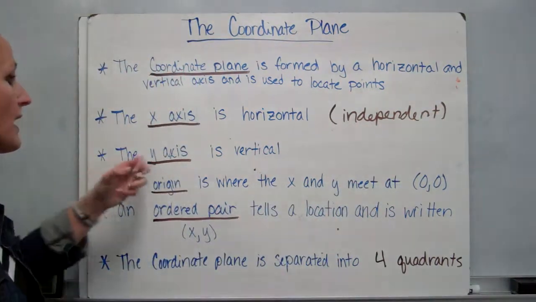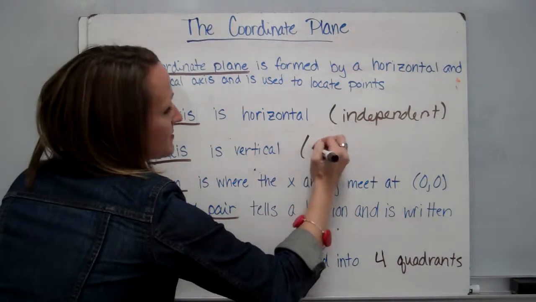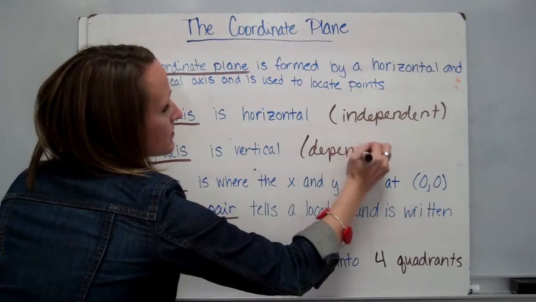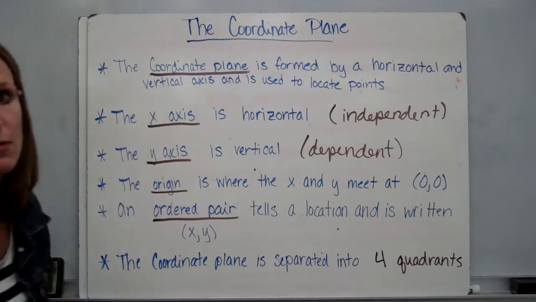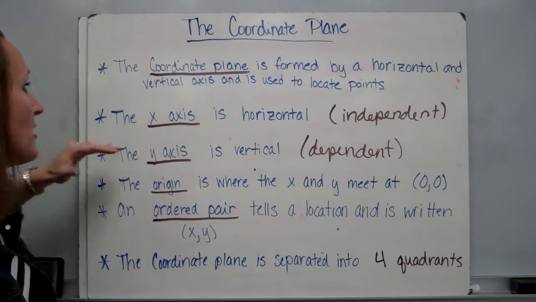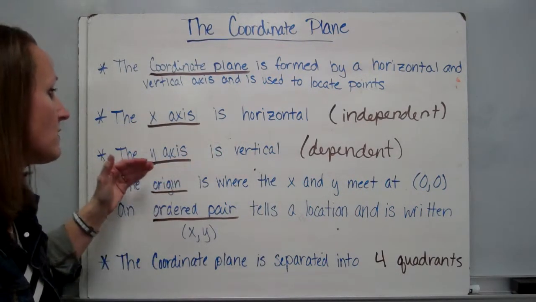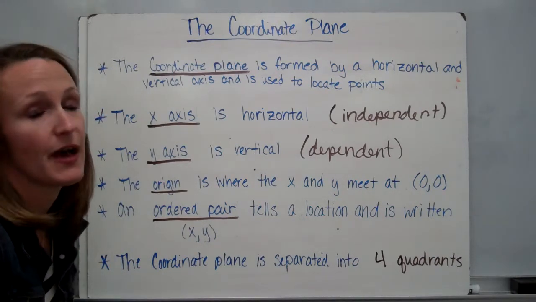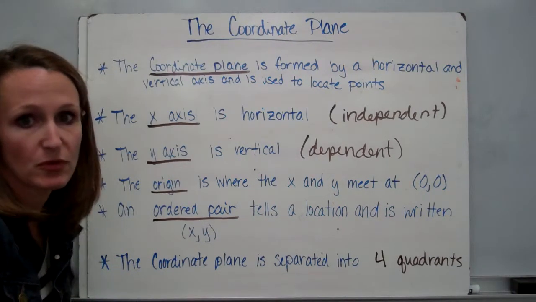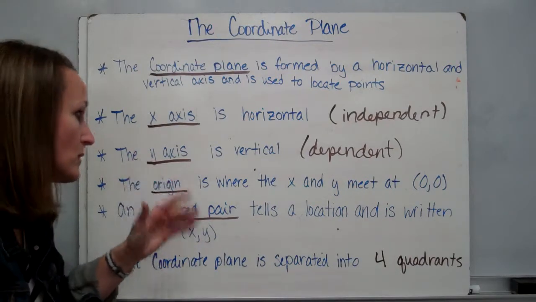The y-axis is vertical. That's going to be our dependent. We'll get into independent and dependent a little bit more as we go along, but for now you need to remember that the x-axis is horizontal and the y-axis is vertical. The origin is where the x and y meet, and that point is called (0, 0). Think 0, 0 and origin.